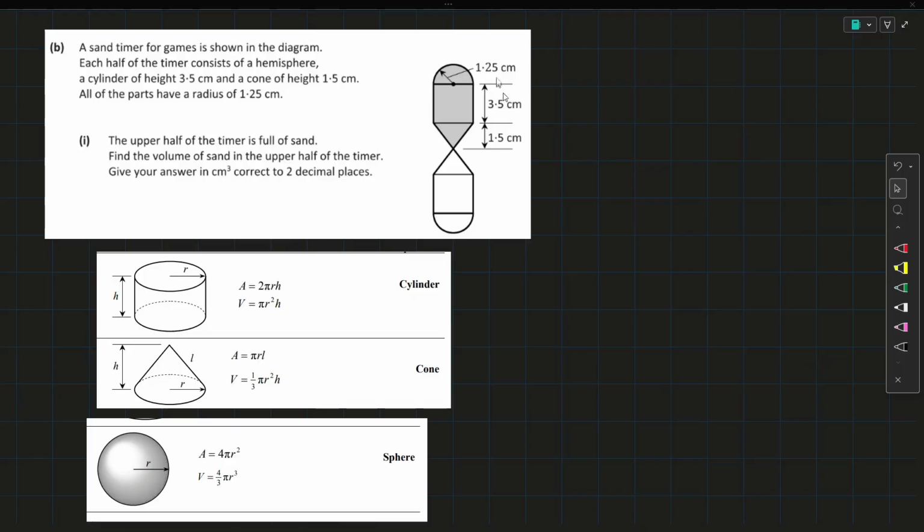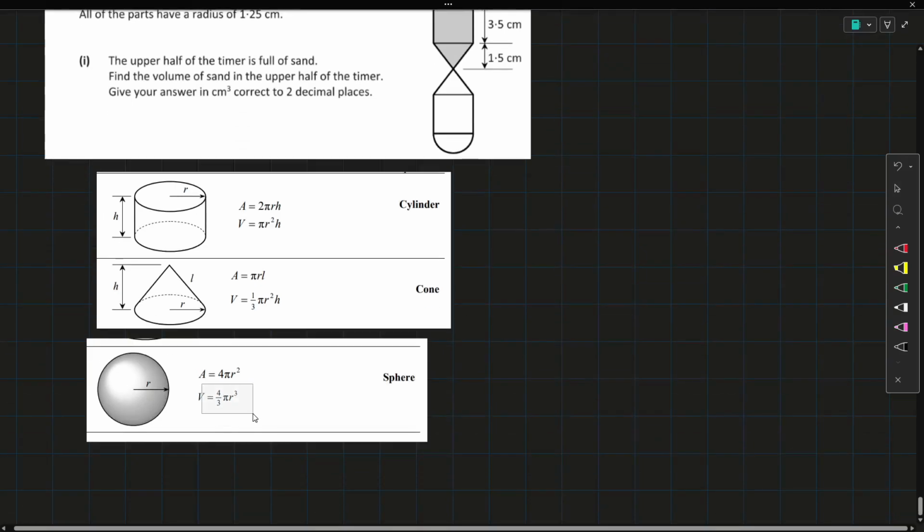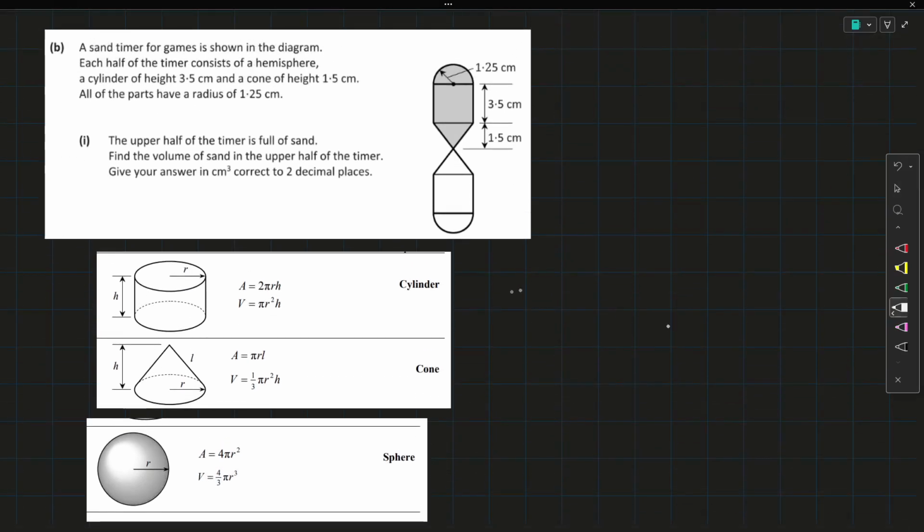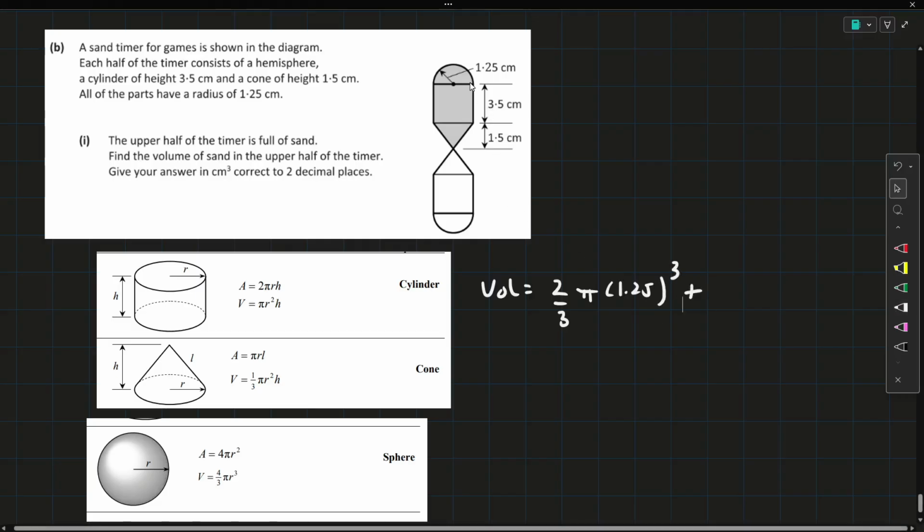Then we're given a shape here, and we have to find the volume of the upper half. The top shape is a hemisphere, so the volume of a full sphere is 4/3 pi r cubed. In this case, we're just going to have half of that, which will be 2/3 pi, and you can see the radius is 1.25 in centimeters, and I'll have that cubed, plus, and then we have the cylinder here.